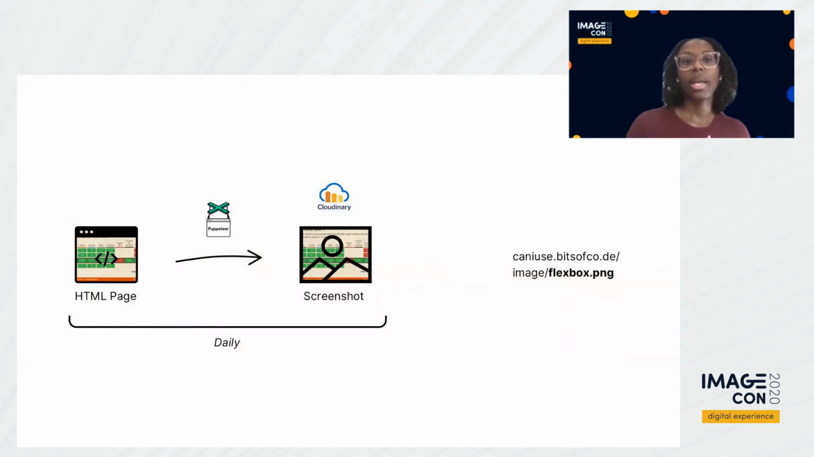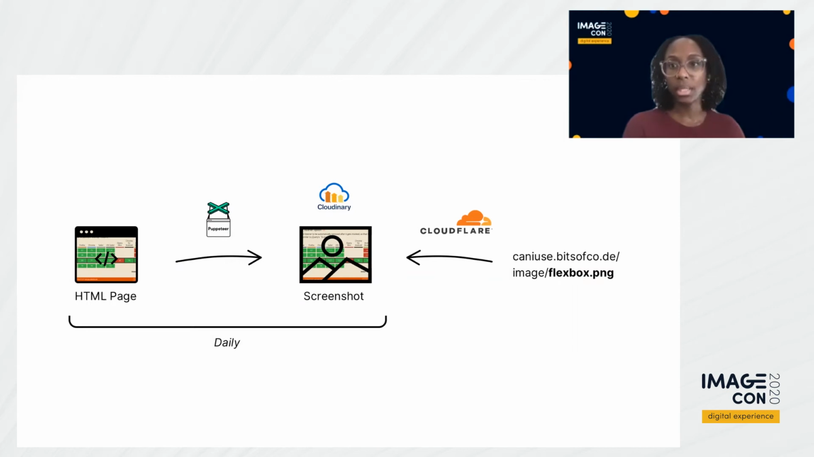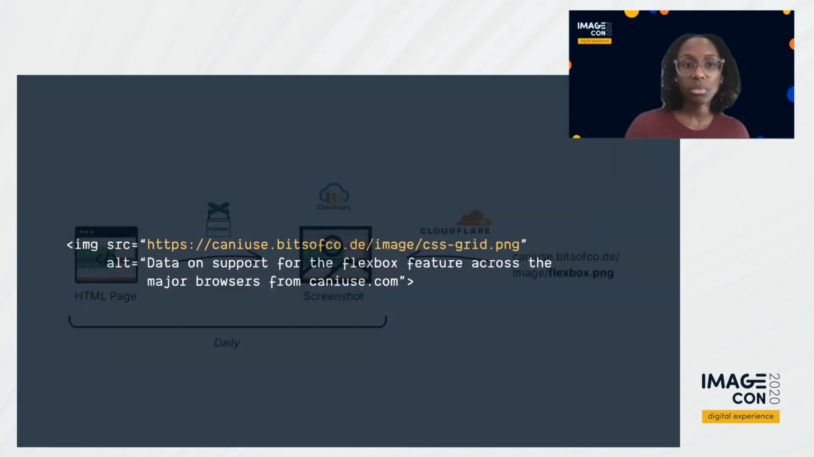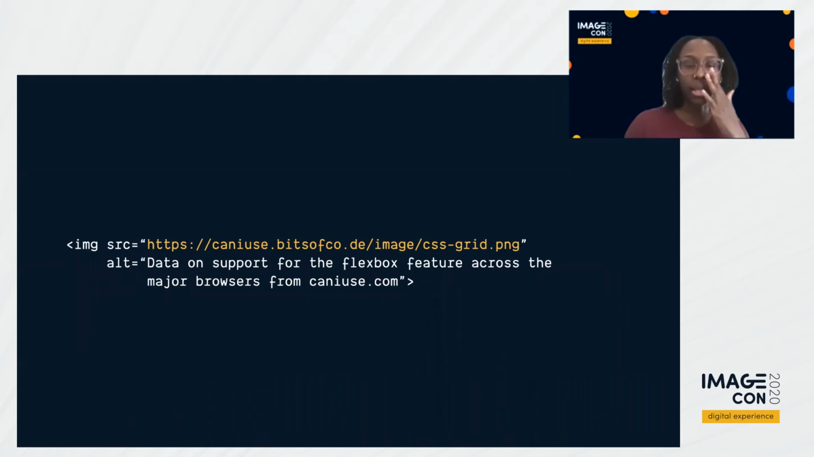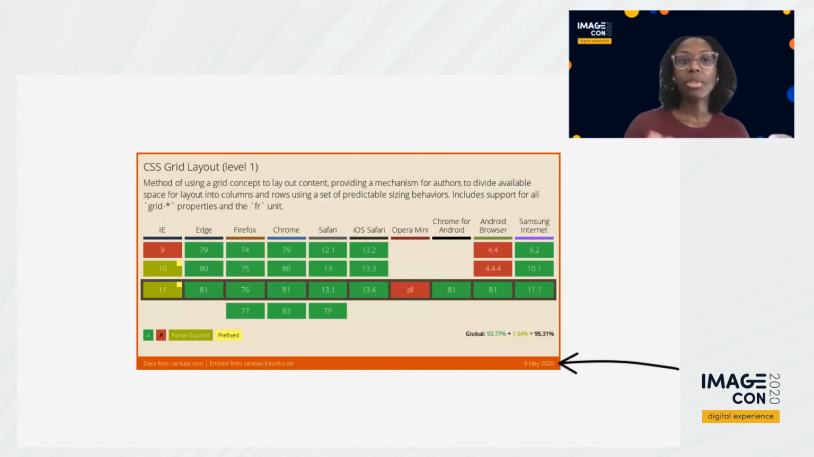Then I would provide a URL that the user could use that doesn't change. And then I would use Cloudflare redirects to connect the pieces together, so that static, unchanging URL would be able to reference the updating image. So I would be able to have a URL to just the CSS grid feature, and the result will be an image that will change and update every single day. And whatever date you go and look at that image, it would be the most up-to-date information.